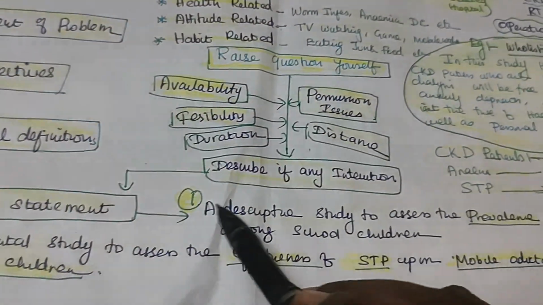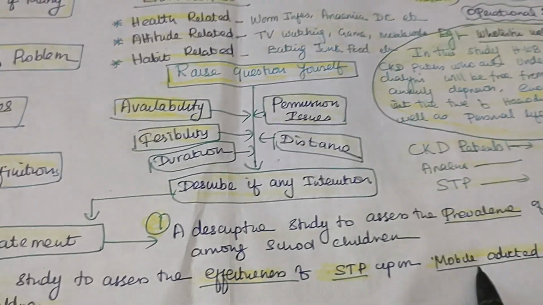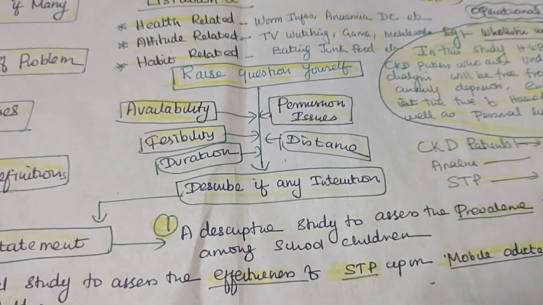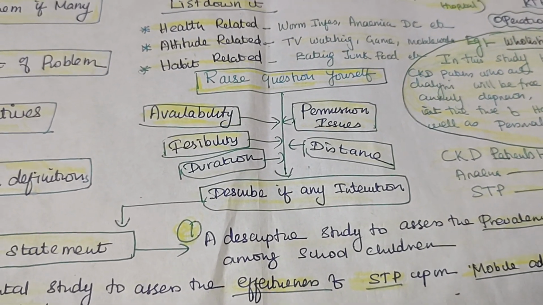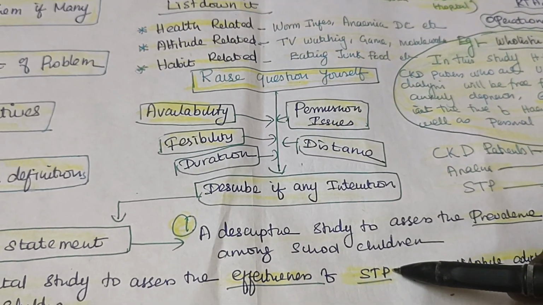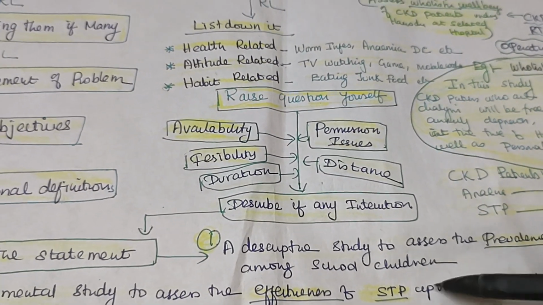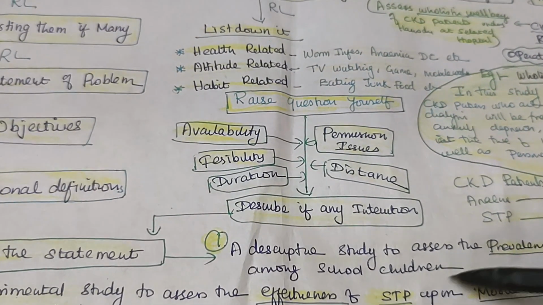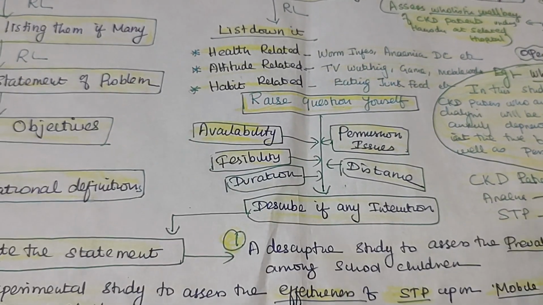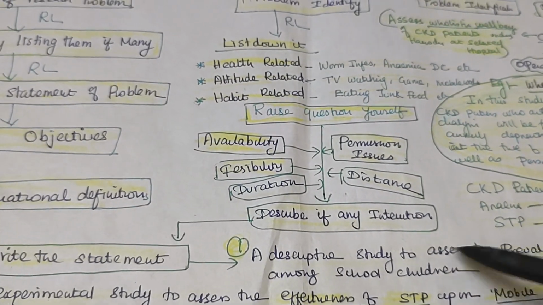Are you understanding? If you see, this study already assesses the prevalence, effectiveness, what is STP, what is mobile addiction syndrome. Are you understanding? So what is STP? This is structured teaching program. In my study, structured teaching program means a systematically planned lecture cum discussion method on the causes of mobile addiction, with flashcards and a video. Like that you have to explain what you are going to do. It is not that you put structured teaching program in Google and write the same definition. It is wrong. Are you understanding? So this is how you have to write the definitions.